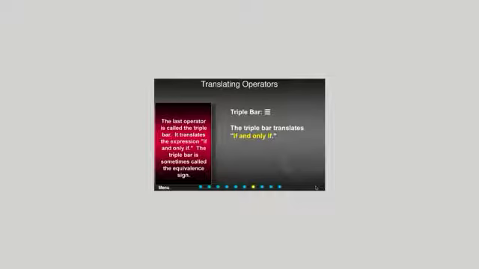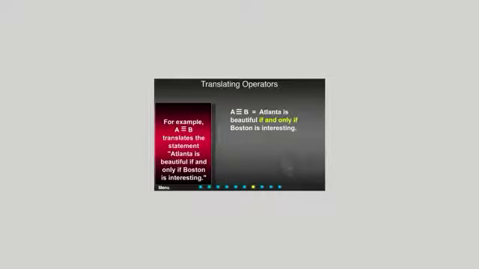Triple bar translates as if and only if. It's called the equivalence sign, which is what it looks like. It looks like an equal sign with an extra bar. Atlanta's beautiful if and only if Boston is interesting. So these both have to be the case. If Boston is not interesting, then Atlanta is not beautiful. But Atlanta is beautiful if and only if Boston is interesting.